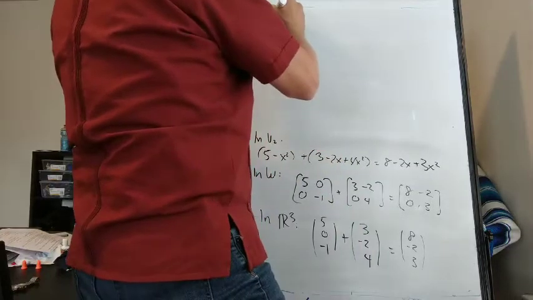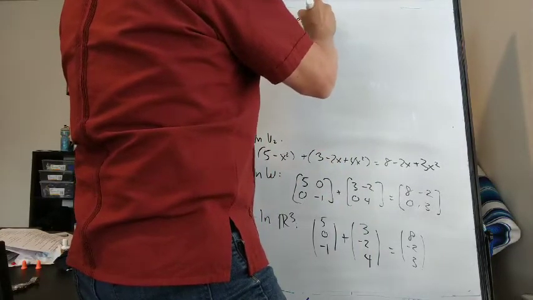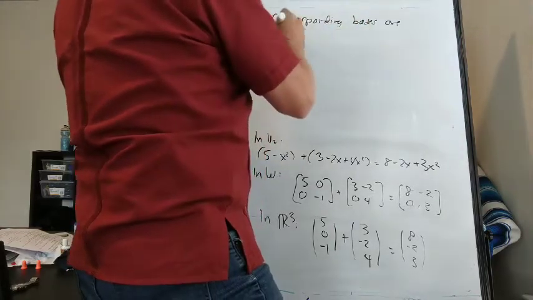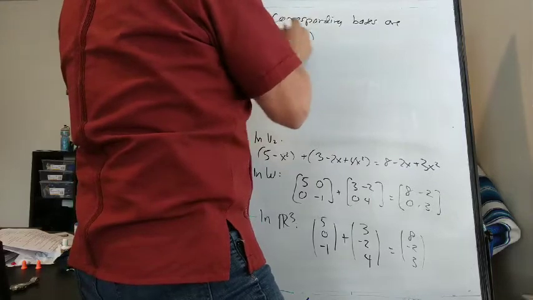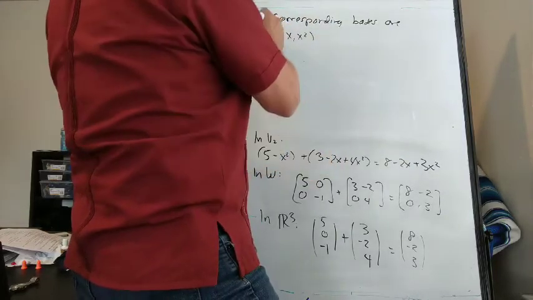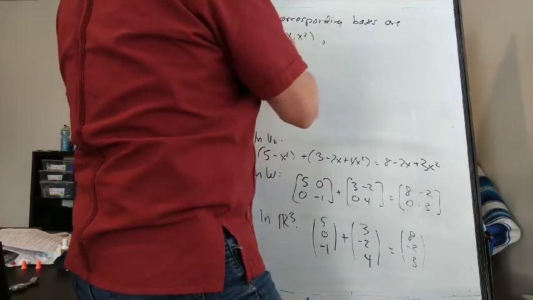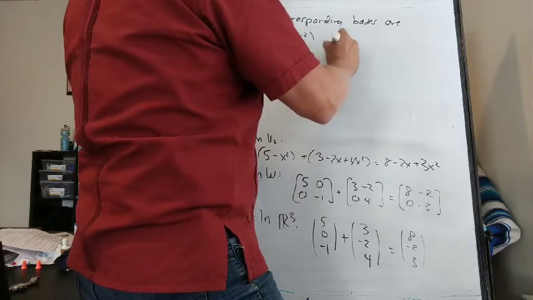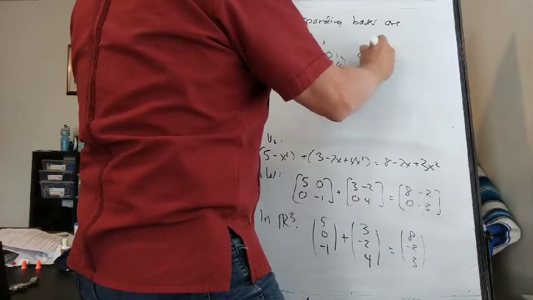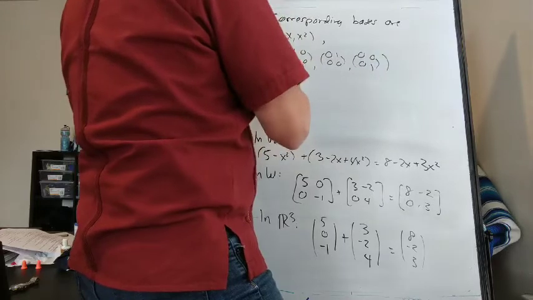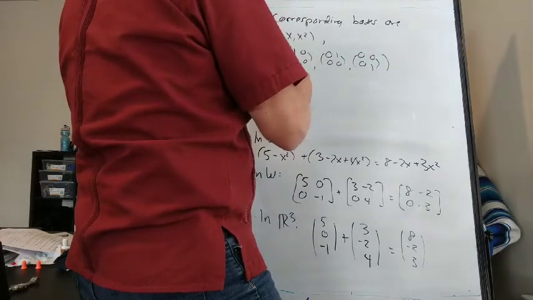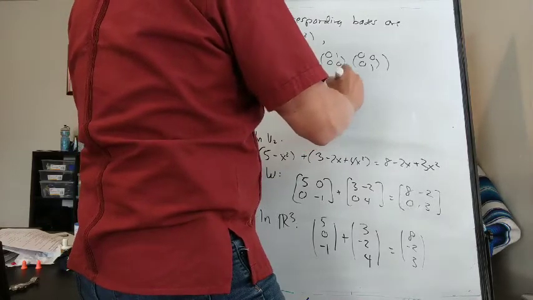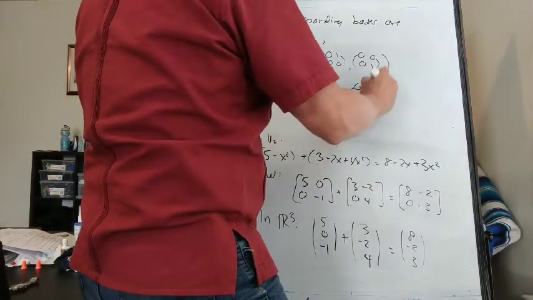And the corresponding bases are 1, x, x squared for V2, for W, they're 1, 0, 0, 0; 0, 1, 0, 0; 0, 0, 0, 1, and in R3, they're 1, 0, 0; 0, 1, 0; 0, 0, 1.